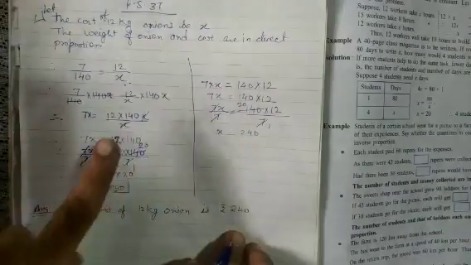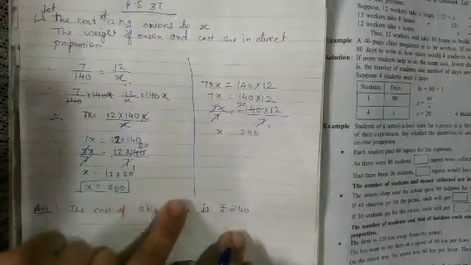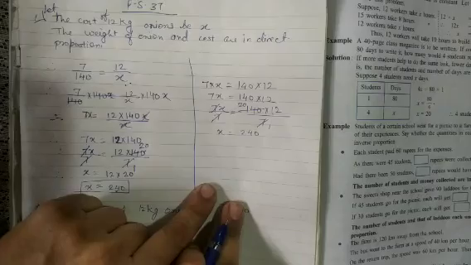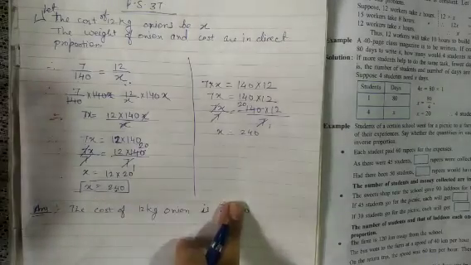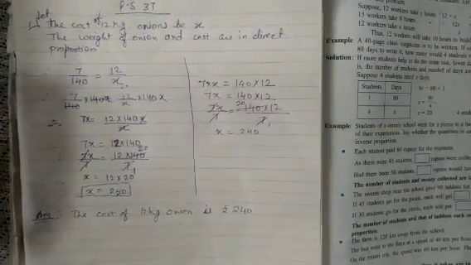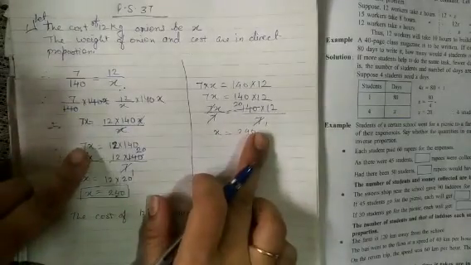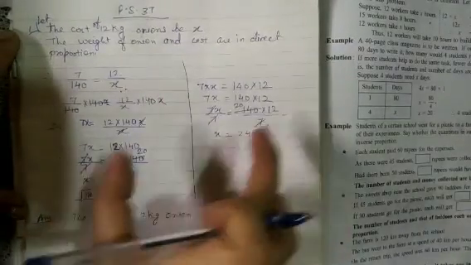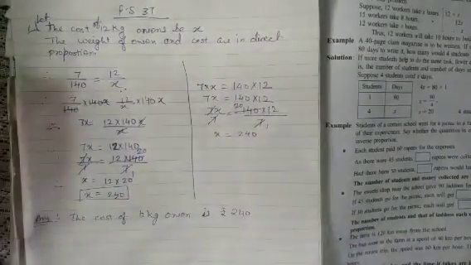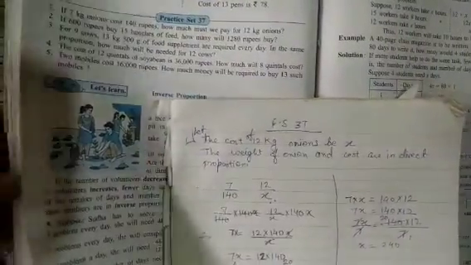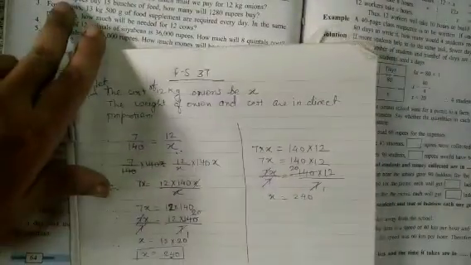You can solve by this method or this method. You will get the same answer. Clear? Now, don't solve both methods. Either you write this method or this method. Okay. Now we will move to the next one. What is the next one?